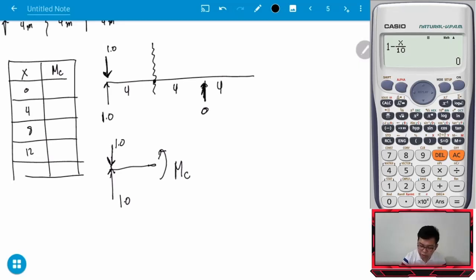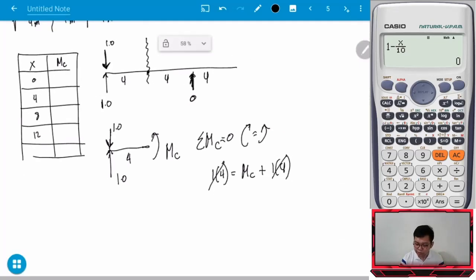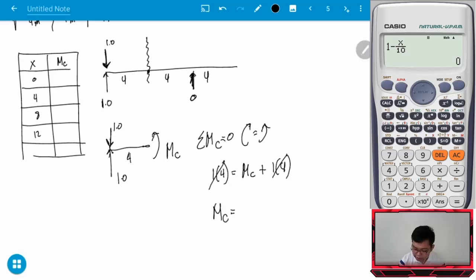Okay, so since positive yan, I'll just sum up moment at C is equal to 0. Clockwise is equal to counterclockwise. Equilibrium, ha? So, clockwise is, 1 times 4. Yan yung clockwise, no? And then the counterclockwise is actually equal to MC plus 1 times 4. Okay, now obviously MC is equal to 0. Tama ba? Tama. MC is now equal to 0. So, lalagay ko to dito.